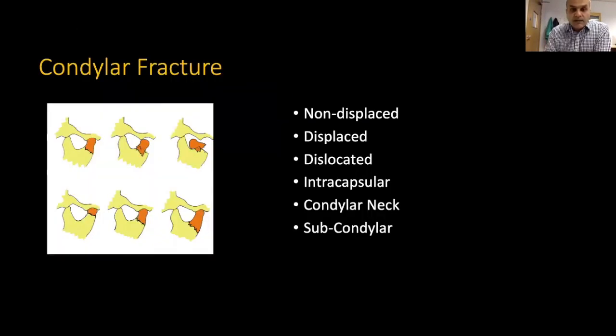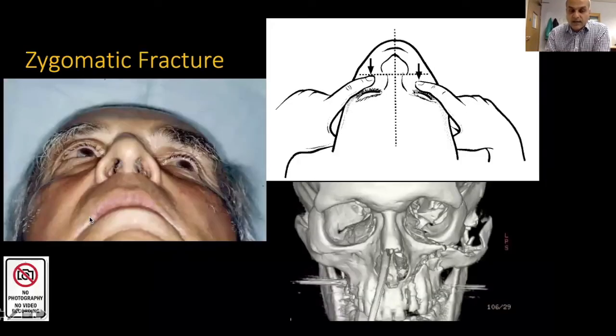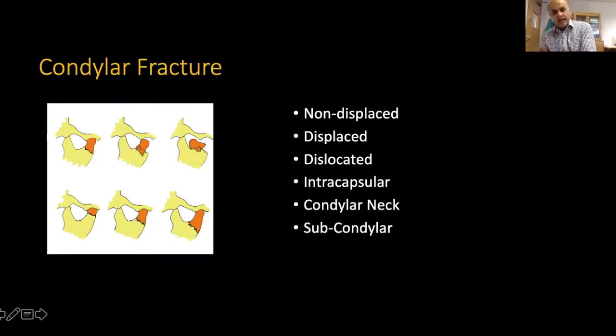So condyle fractures can be displaced, non-displaced, dislocated, as in completely out of the joint, or especially in pediatric patients, can be intracapsular as well with hemarthrosis inside. Young children getting that kind of injury, even if you're not fixing it or doing anything about it initially, have to be monitored long term because they are at risk of getting TM joint ankylosis.